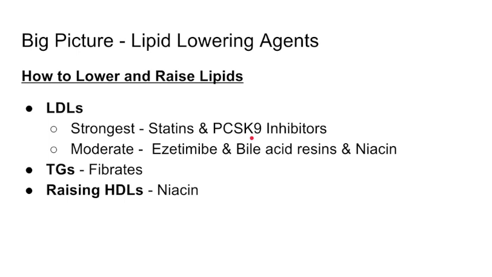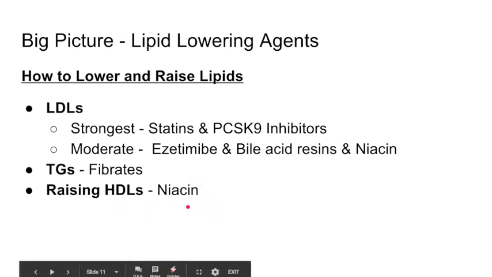We have drugs that have some moderate effect at lowering LDL levels: Zetia or ezetimibe, bile acid resins, and niacin. And I will go into the guidelines on the next slide to talk a little bit more about when we use any of these. As I said before, triglycerides, just remember that we're going to use a fibrate to lower your triglyceride levels for whatever reason. And to raise HDL levels, we're going to use our niacin.